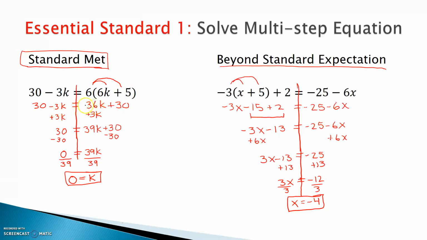Now, can I have variables on both sides? Well, how do I get them on the same side? Again, it's all inverse operations. What I did is I kicked over this minus 3k by saying plus 3k. And of course, these canceled out. Now, 36k plus 3k gave me 39.